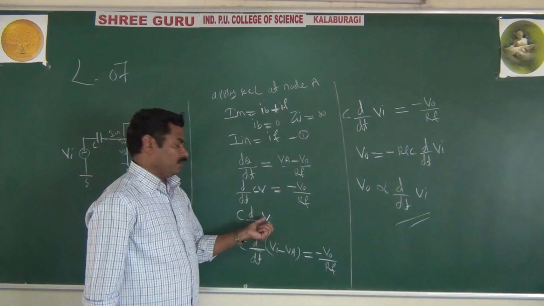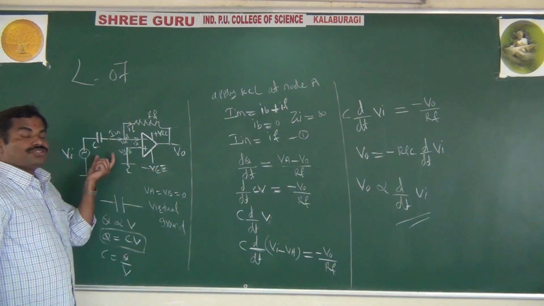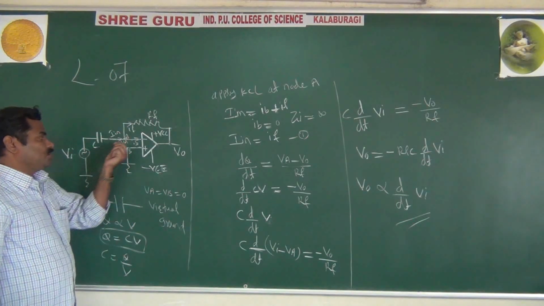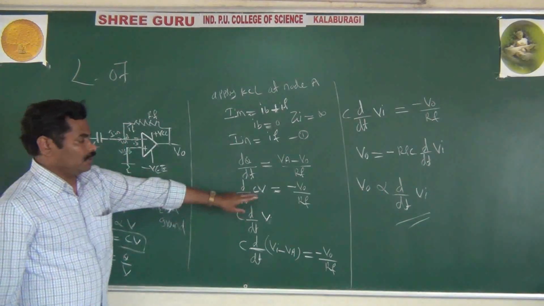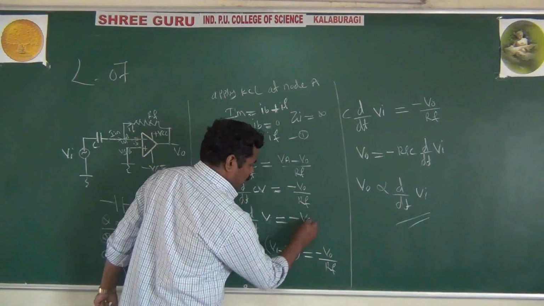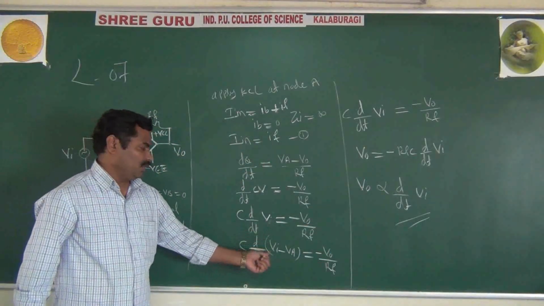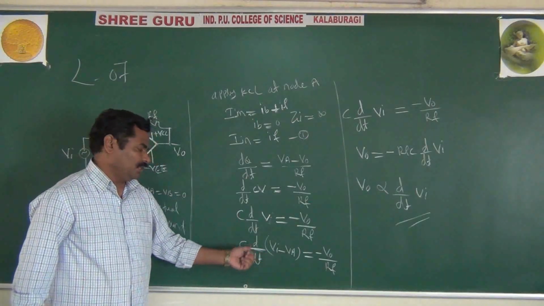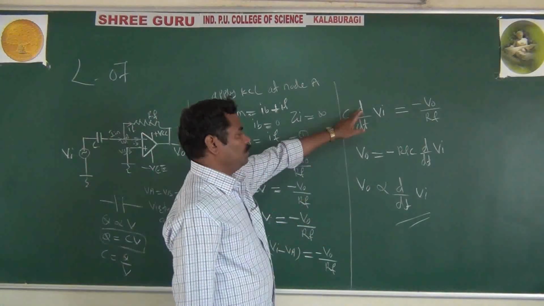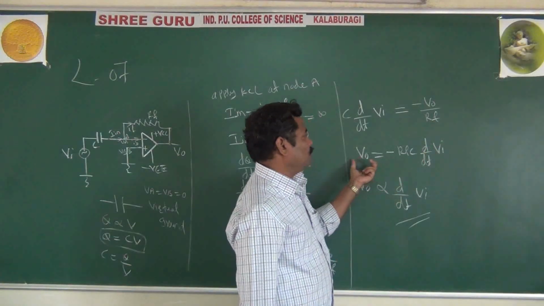And in place of V, what can you write? Because you are applying the input to the capacitor, that's why VI minus VA. In place of V, we can write VI minus VA, equal to minus V naught by RF. C divided as it is, and as usual VA is 0, and we get C into d by dt of VI. This is equal to minus V naught by RF, and we want the output voltage.